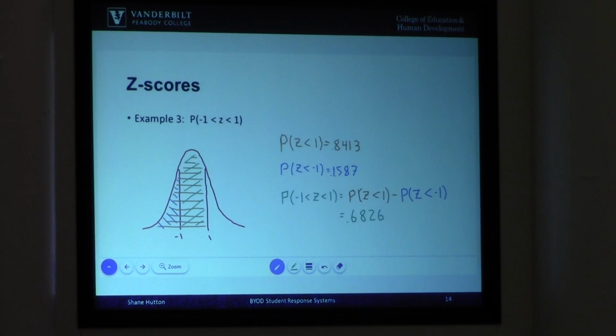So I embed the PowerPoints into Top Hat. So these are PowerPoints that I've uploaded into Top Hat.